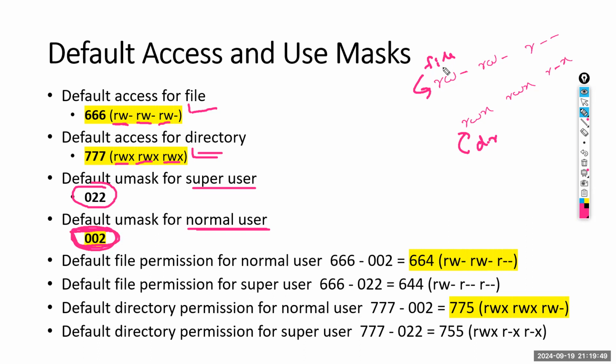So why are my file's privileges like this by default? Because it is default access minus user mask. 666 minus 002: you need to subtract digit by digit. 6 minus 0 is 6, 6 minus 0 is 6, 6 minus 2 is 4. So this is RW-, and 4 means read. Remember, this is 1, 2, 4. Read, hyphen. That is how I got this, because I created it using the user Nalaka.